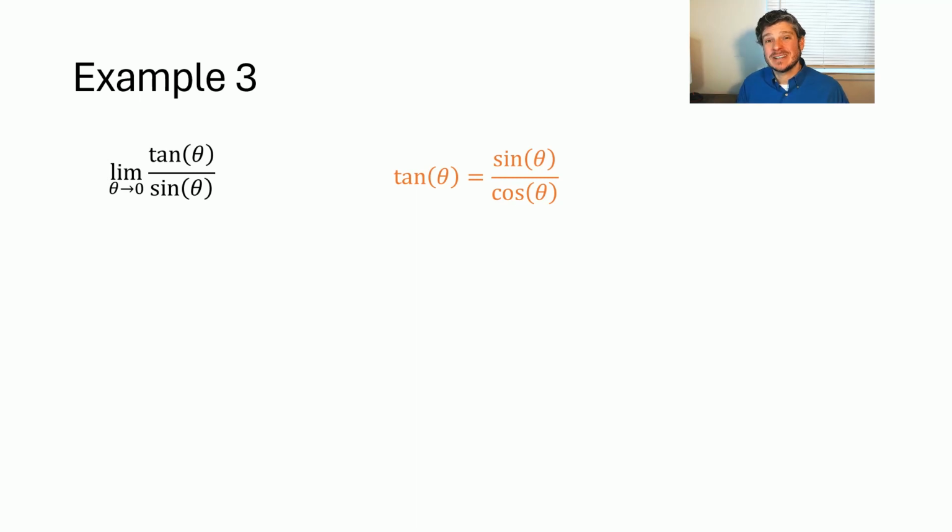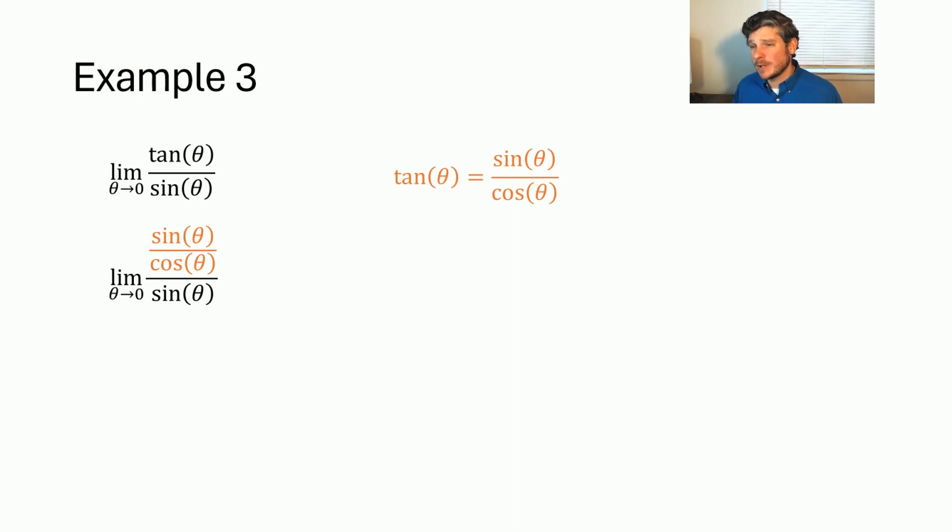And we know tangent is really sine over cosine. So tangent theta is sine theta over cosine theta. And so I can always try to reduce this problem to just sines and cosines and see what happens. So I'm going to make that substitution. I'm going to replace my tangent in my numerator with sine over cosine.